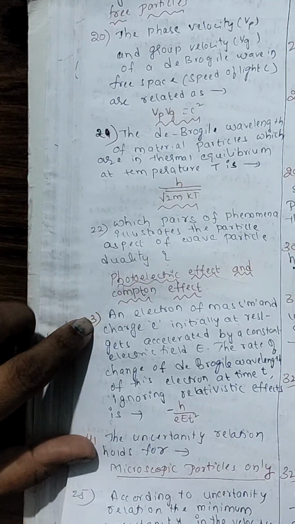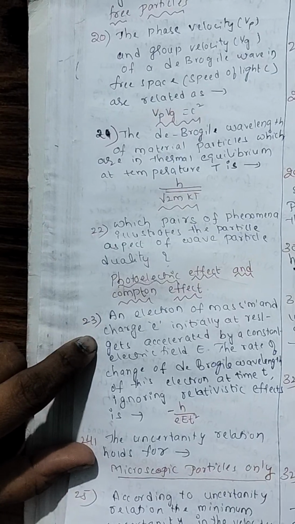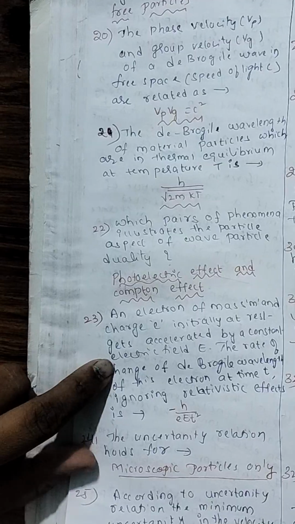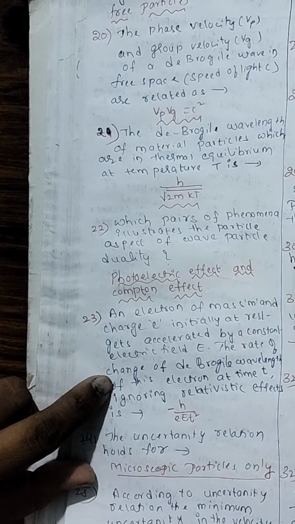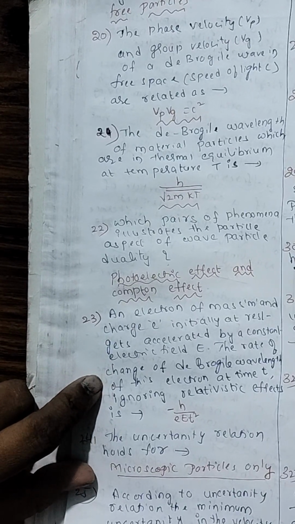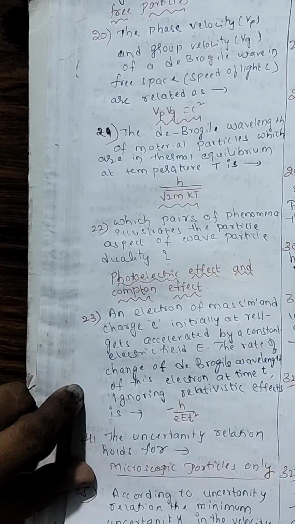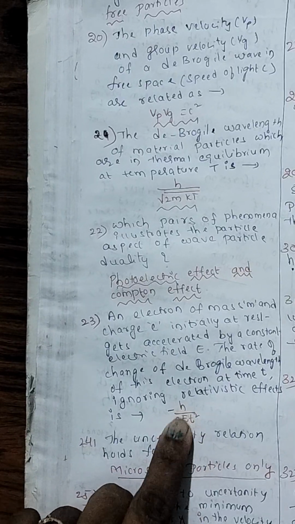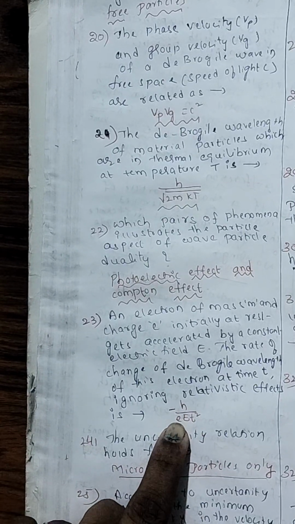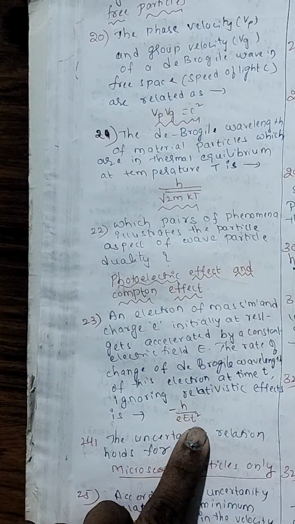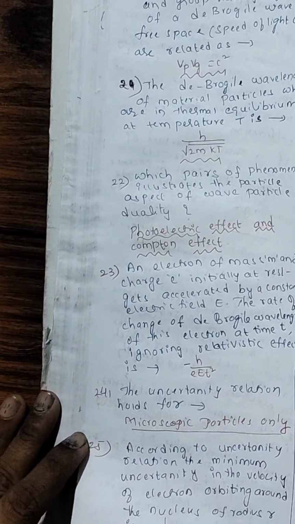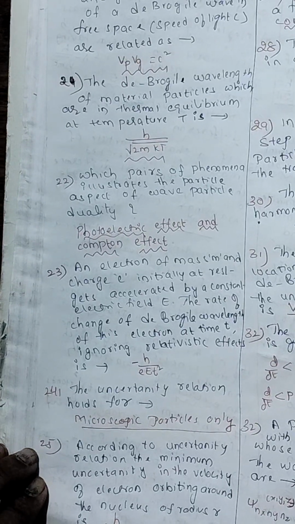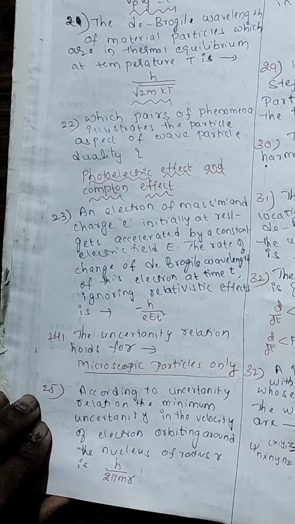Now next, an electron of mass m, charge e, which is at rest, is accelerated by an electric field E. Now he is asking to find the rate of change of de Broglie wavelength with respect to the time t, which is minus h by e E t square, where h is Planck's constant, e is the charge of the particular charged particle, E the field, t time. The uncertainty relation holds for microscopic particles only, not macroscopic.